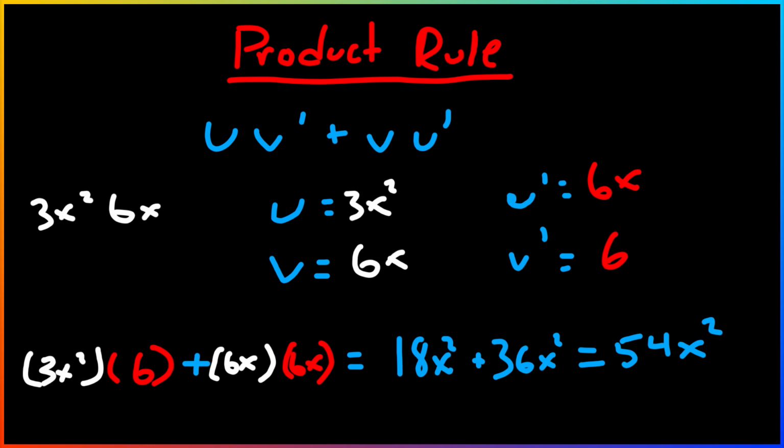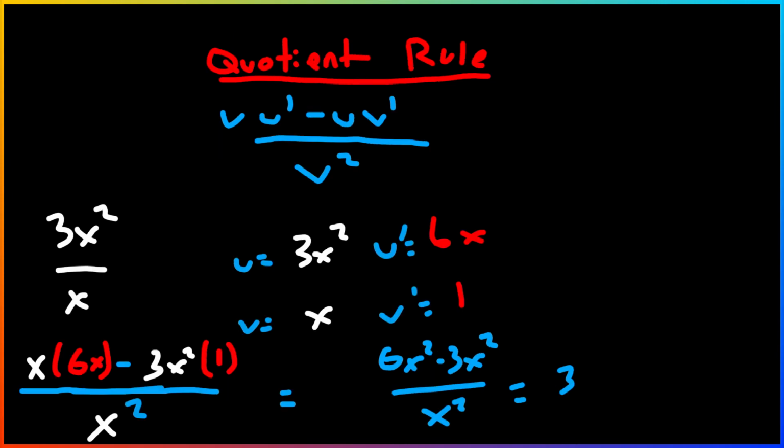So 3x squared here is going to be our u, and 6x is going to be our v, making 6x our u prime and 6 our v prime. We do a little bit of uv prime plus vu prime here, and we end up with a final answer of 54x squared.